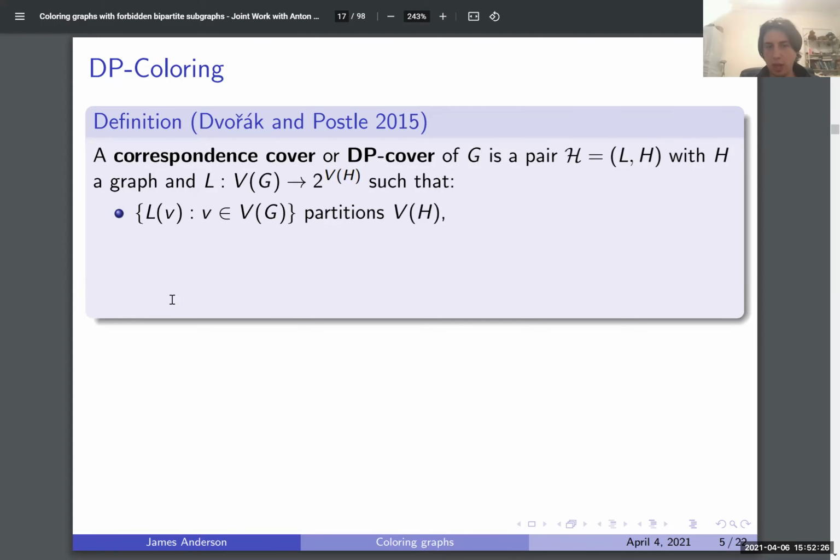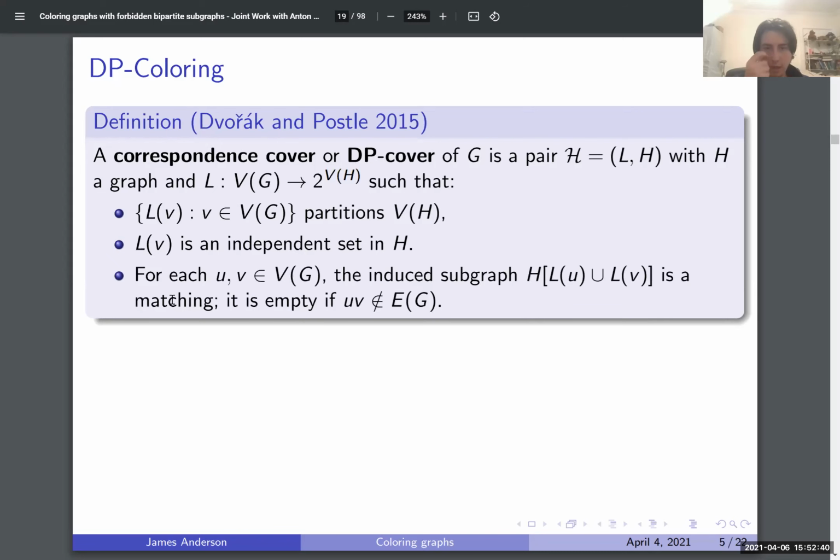Each set L of v, which we usually call the list of v or the colors of v, these form a partition of the vertices of H. Each list is an independent set in H. And for each edge in G, or for each u and v in G, the induced subgraph between their lists in H is a matching, and it's empty if uv was not an edge in G.